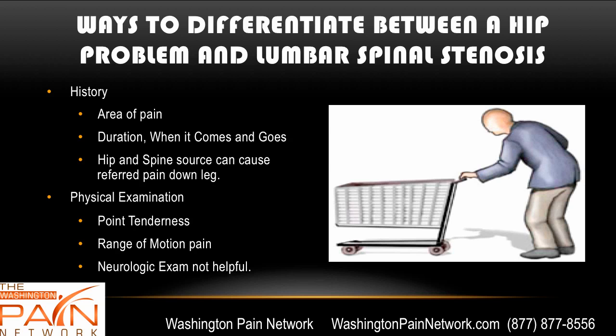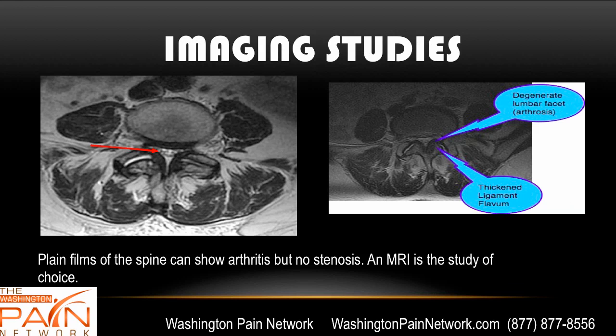So the ways to differentiate: when you get a history from somebody, you want to listen to where the area of the pain is, when does the pain come and go, how long does it stick around. Hip and the spine source can cause referred pain down the leg, so that doesn't necessarily differentiate between the two. On physical exam, if someone has point tenderness over the hip area, that's more in line with a hip problem. If they have pain with range of motion of the hip, that's more in line with a hip problem. A neurologic exam is not really helpful.